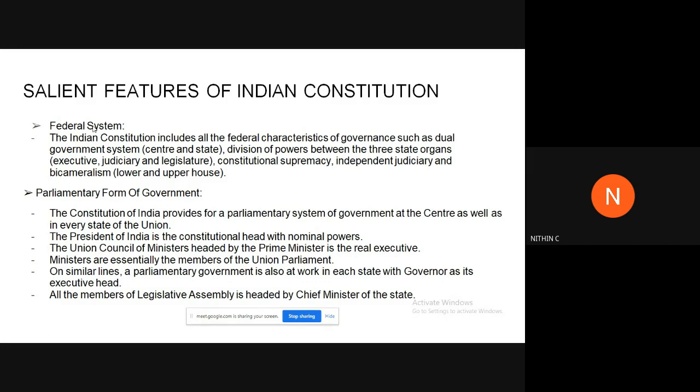Then another feature is the parliamentary form of government. The Constitution of India provides for a parliamentary system of government at the center as well as in every state of the Union. The President of India is a constitutional head with nominal powers. The Union Council of Ministers, headed by the Prime Minister, is the real executive. Ministers are essentially the members of the Union Parliament. On similar lines, a parliamentary government is also at work in each state with the governor as its executive head.